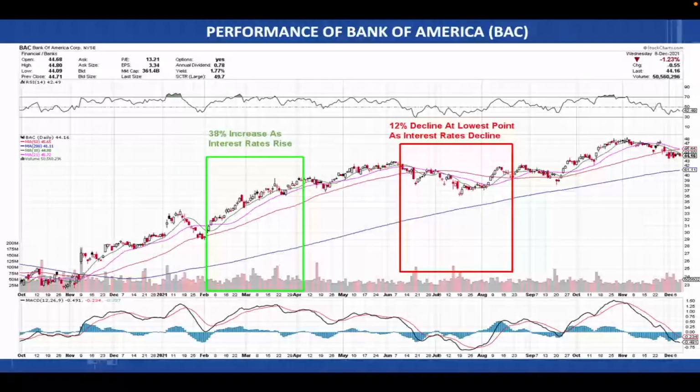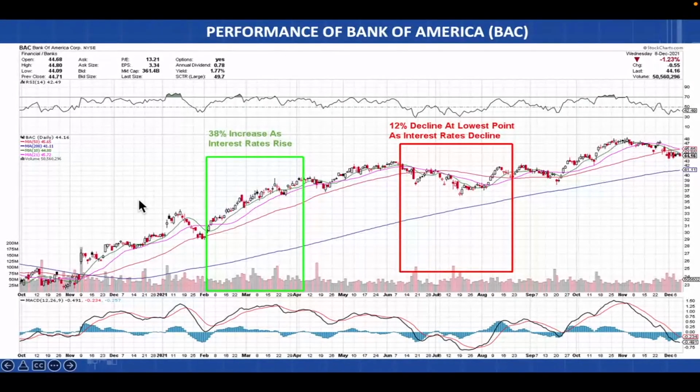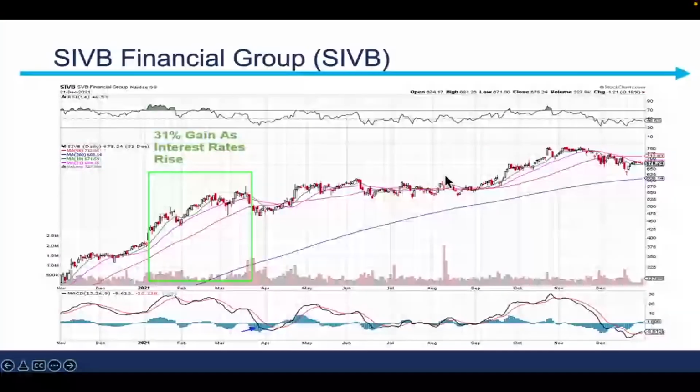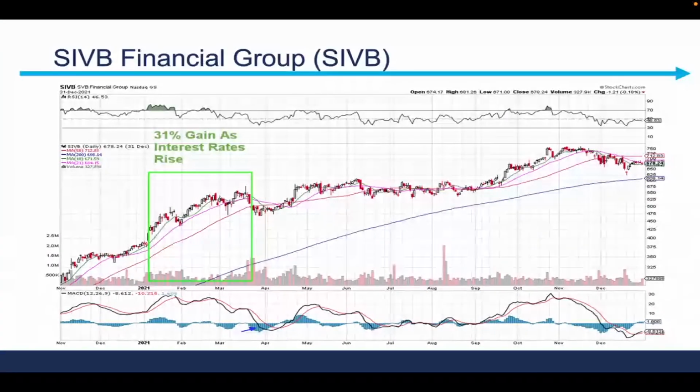Here's another larger money center bank. This is Bank of America. And again, that very similar phenomenon, where it is trending upward as interest rates were on the rise. And then mid-year, we did get a drop in interest rates, and Bank of America responded in kind with a pullback. Here's another stock, another big winner for our MEM Edge report, but this is SVB Financial.